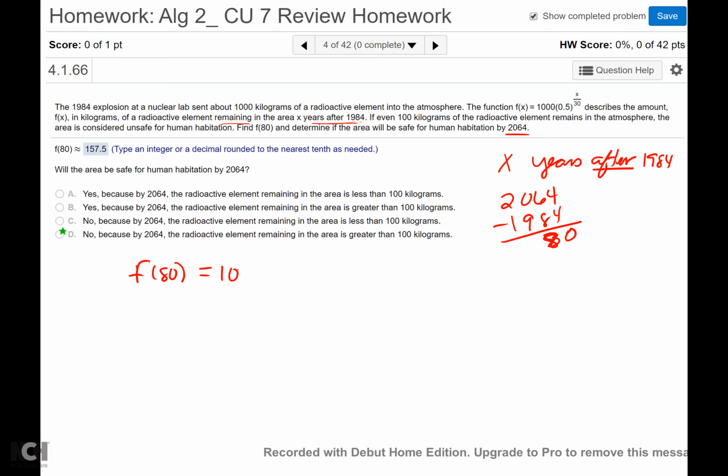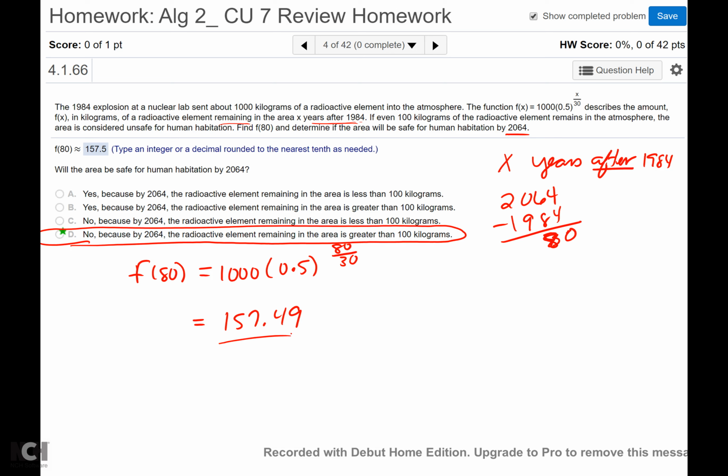So that would be 1,000 times 0.5 to the 80 over 30. So if I type that in, I have 1,000 parentheses 0.5 parentheses caret parentheses 80 divided by 30 parentheses, and I get 157.49. So no, it's not going to be safe because there's more than 100 kilograms left, which means it's still unsafe for human habitation.